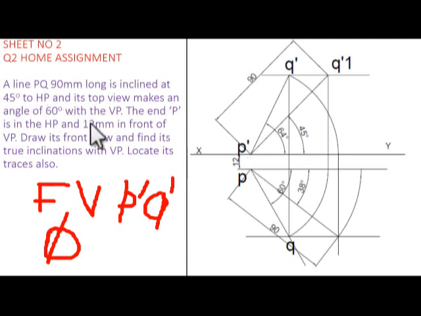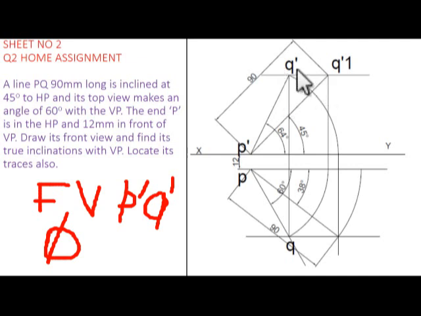Now what information do we have? Its elevation makes its true angle from the horizontal plane. So we draw one line at 45 degree angle and of true length, that is 90 mm, from P to get the Q1 prime point. For Q prime, draw one horizontal line, and you will get the locus of this Q point. Now we have to find where it will intersect.